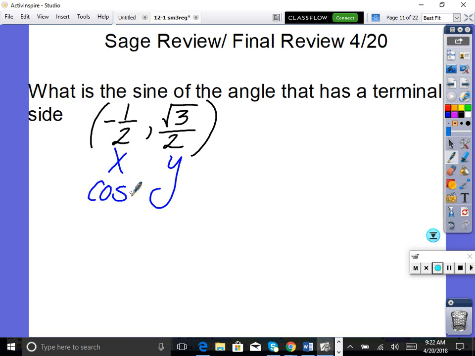Cosine is x, right? Cosine is x, and then sine is y, and then what is tangent? Yeah, good. Tangent, way to remember that. Tangent is our y value divided by our x value. Okay, so what is literally the answer here?